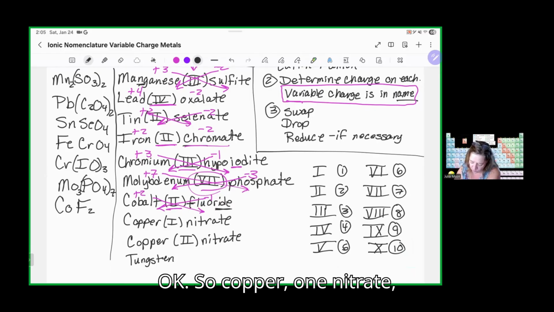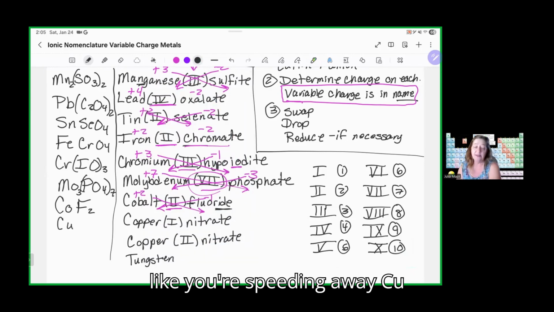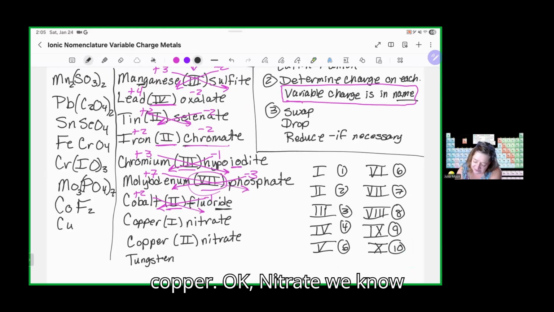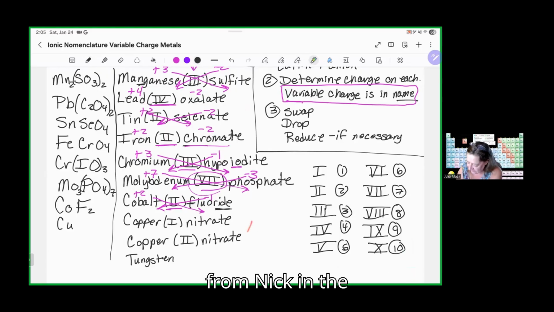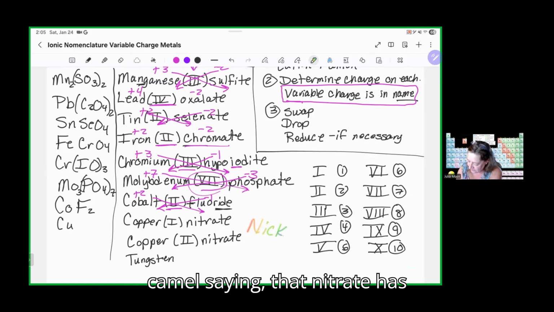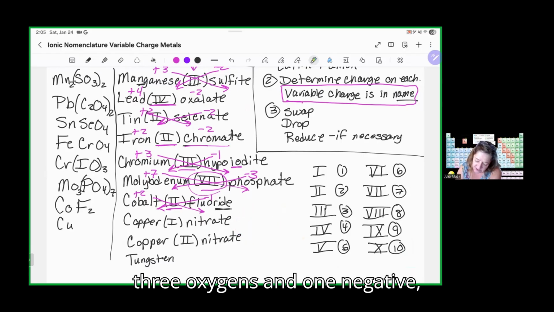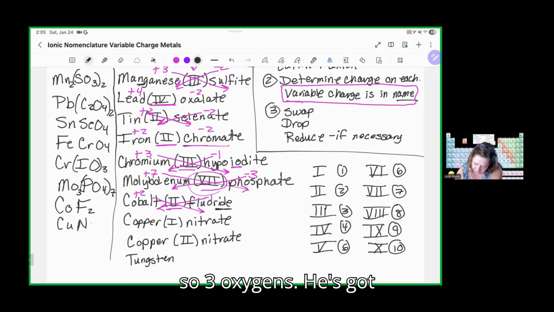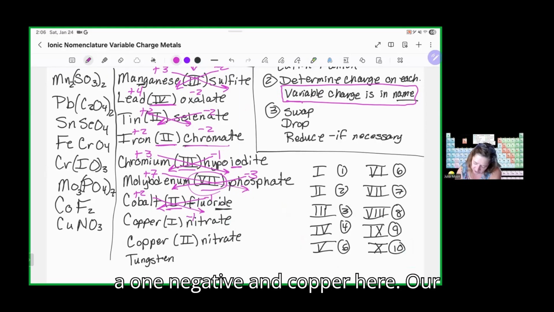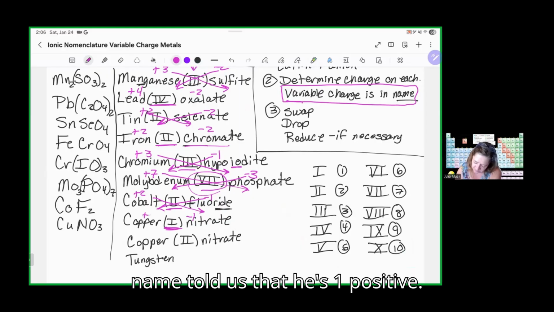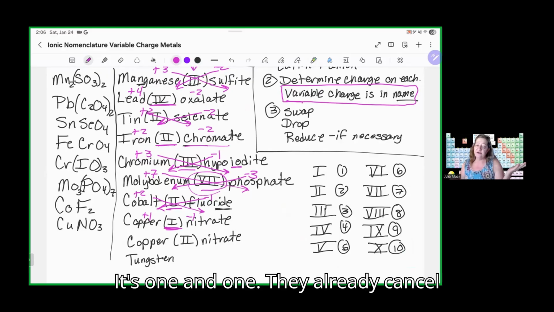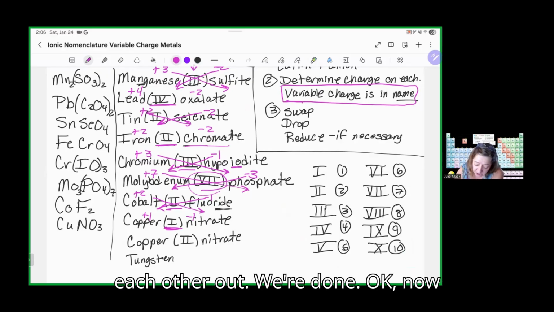Okay, so copper(I) nitrate. We know copper is Cu, like you're speeding away, Cu copper. Okay, nitrate, we know from Nick in the Nick the Camel saying that nitrate has 3 oxygens and 1 negative. So 3 oxygens, a 1 negative. And copper here, our name told us that it's 1 positive. It's 1 and 1. They already cancel each other out. We're done.